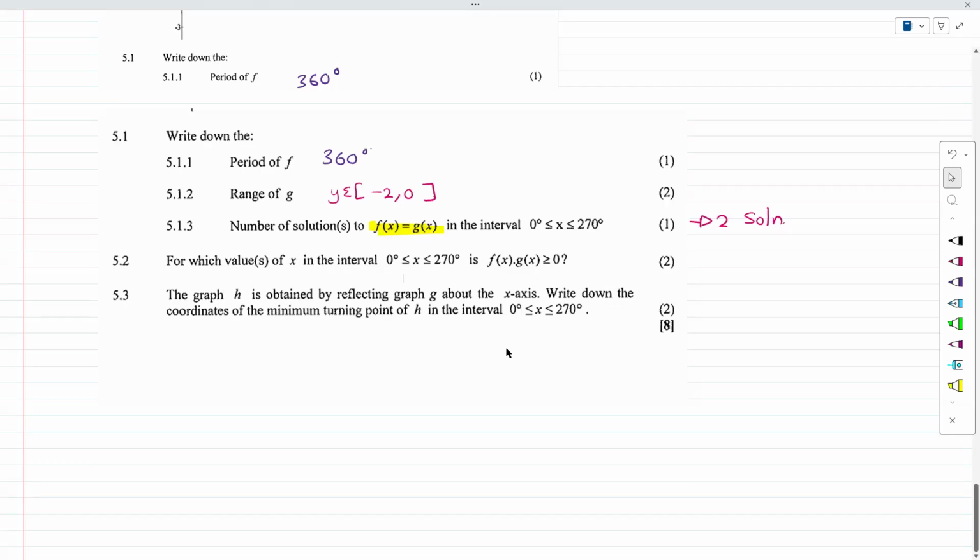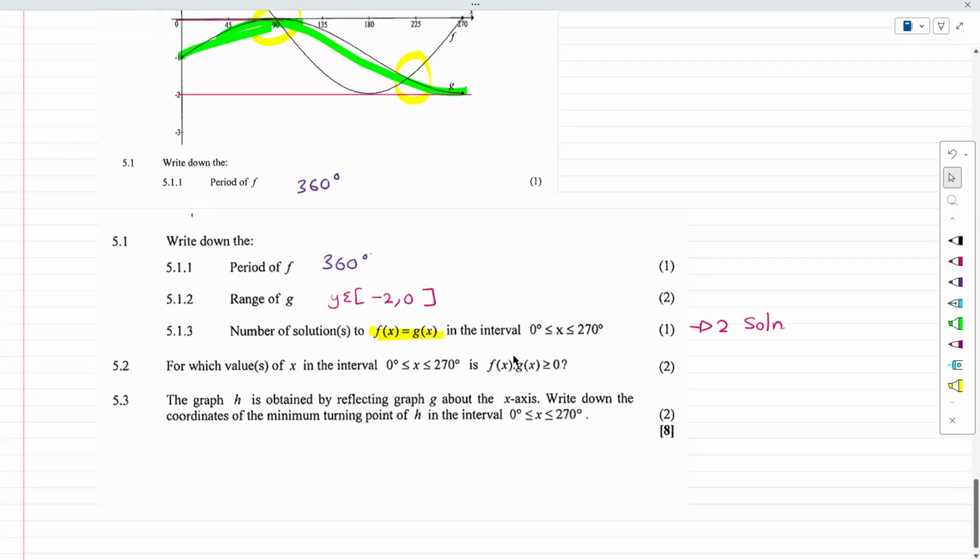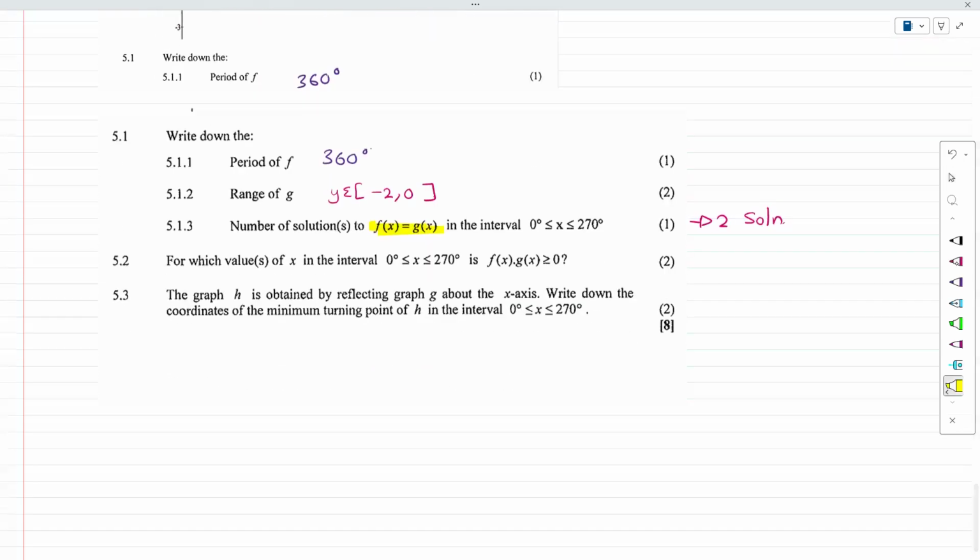They want f multiplied by g must be greater than or equal to 0. So all we have to do is think, how do I get positive values? How do you get a positive value? You take positive multiplied by positive, or you take negative multiplied by negative.